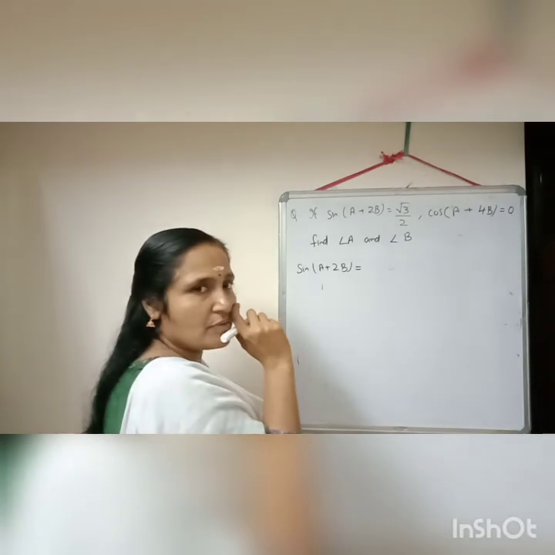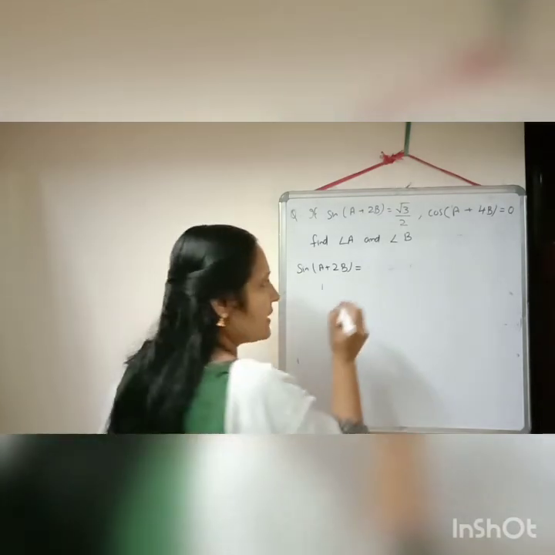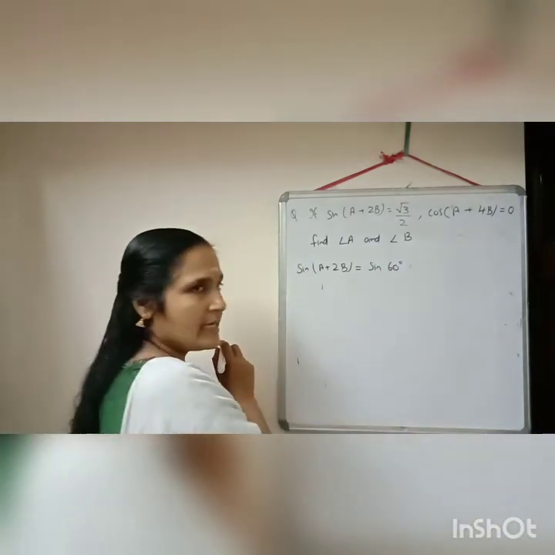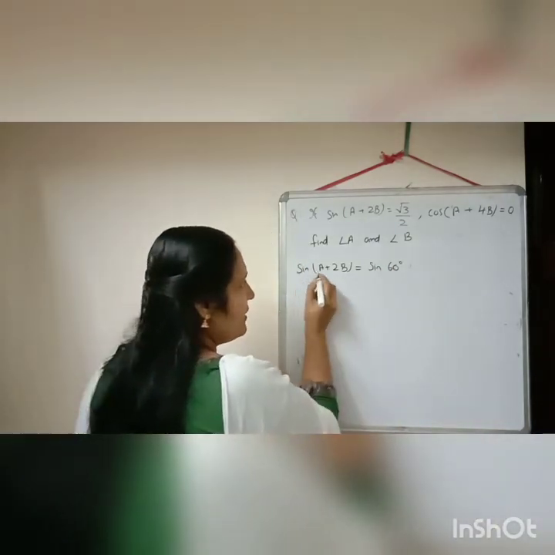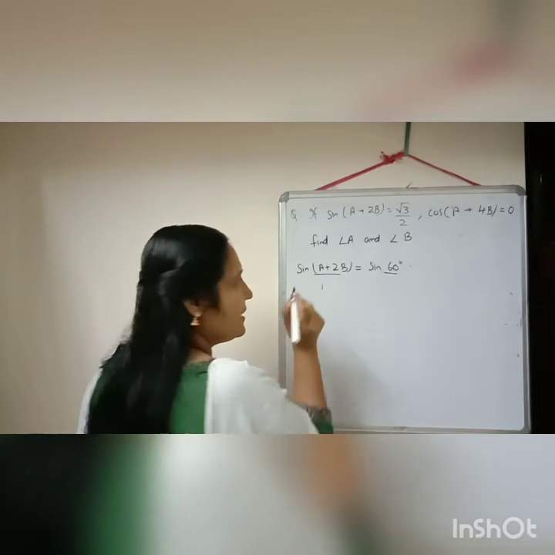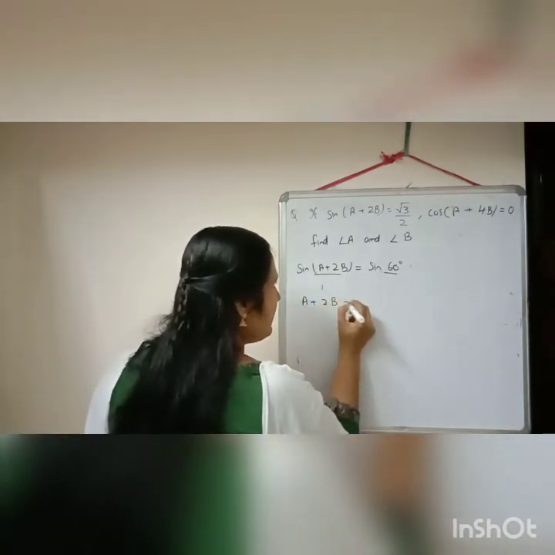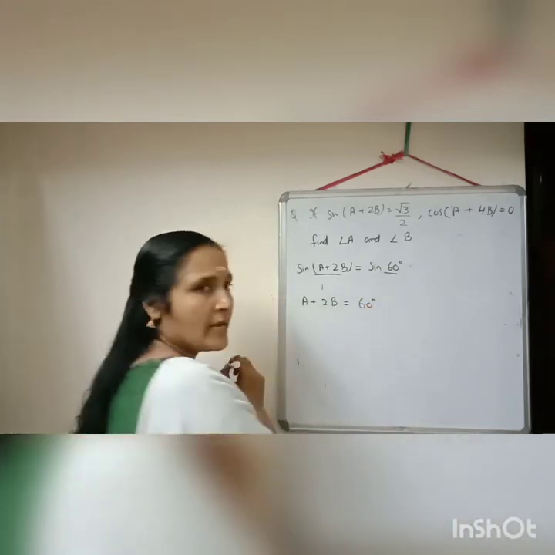When sin gives root 3 by 2? Yes, correct. Sin 60 degrees. So root 3 by 2 can be written as sin 60 degrees. So again, angles will be equal if trigonometric ratios are same. So our first equation will come A plus 2B is equal to 60 degree.